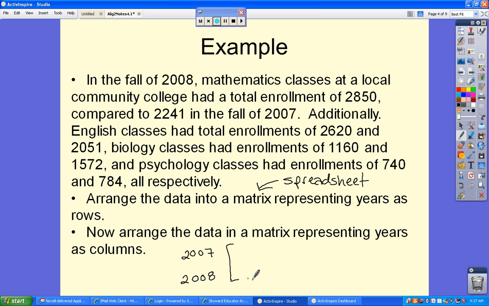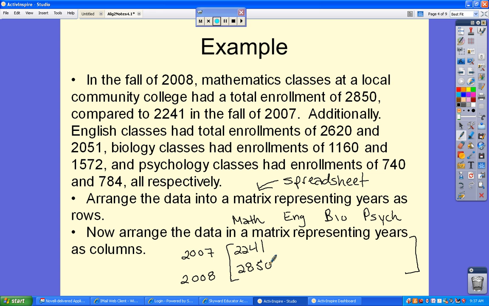And we are talking about math classes. I'm going to go up here because I don't want to run into the words. English, bio, and psychology. Psych. Okay. So let's look here. In 2007, what was the math numbers? 2241. And in 2008, it was 2850.